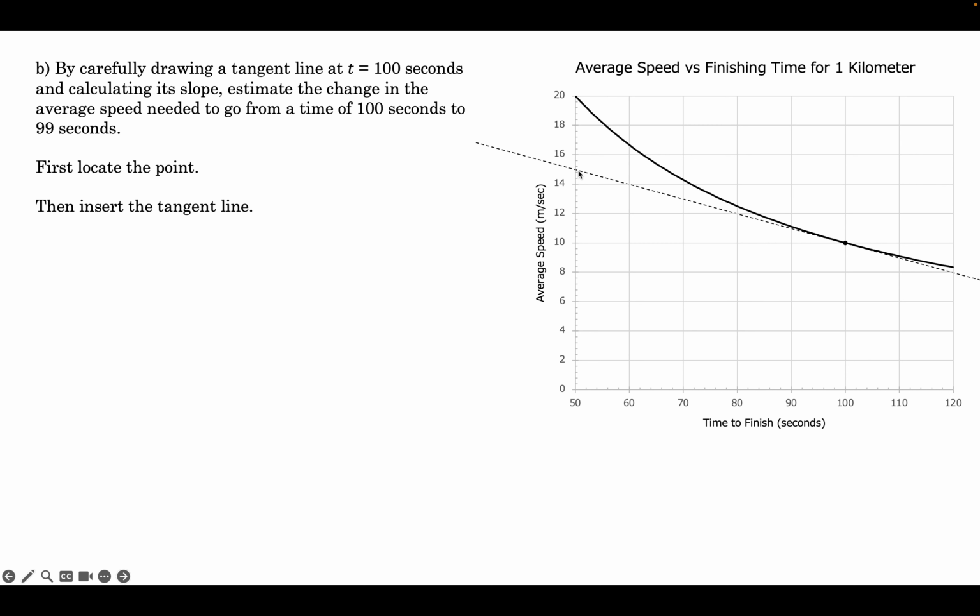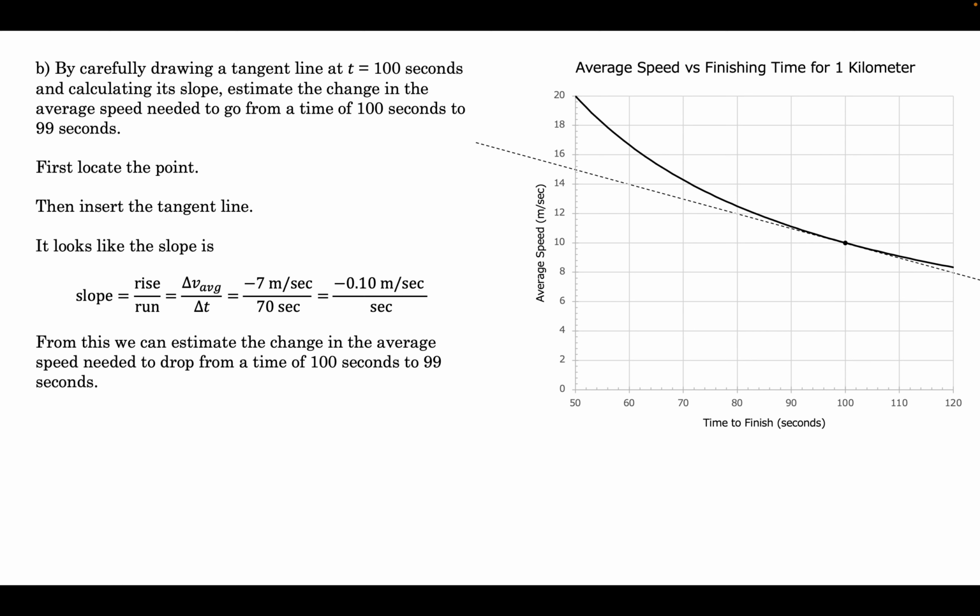It looks like it starts about 15, goes down to 8, so that's minus 7. It drops by 7 meters per second. And the span is the whole x range, which is 120 to 50, so that's 70. The rise is minus 7 meters per second. It drops from 15 to 8. The run is 70 seconds. So the slope is minus 1/10 of a meter per second every second. That's the relationship between delta V average and delta t.